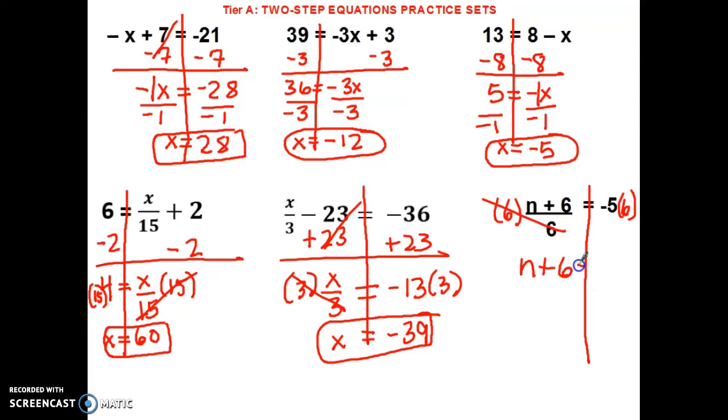Bring down what's on the top. n plus 6 is equal to negative 30. Subtract 6 from both sides. Subtract 6. We get n is equal to a negative 36.